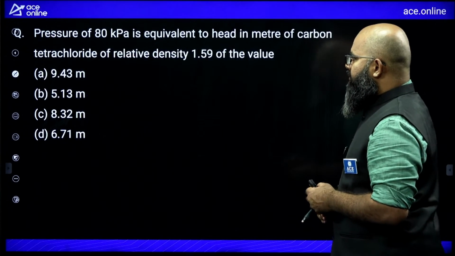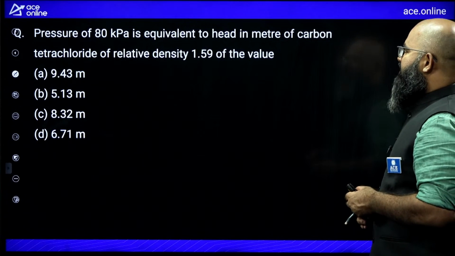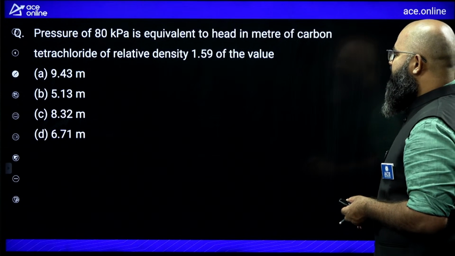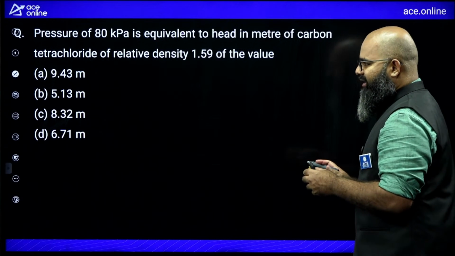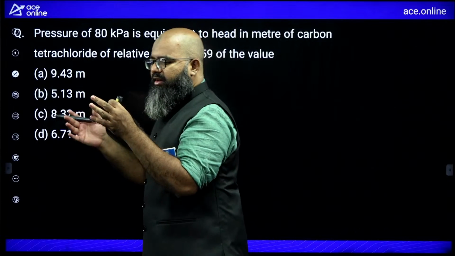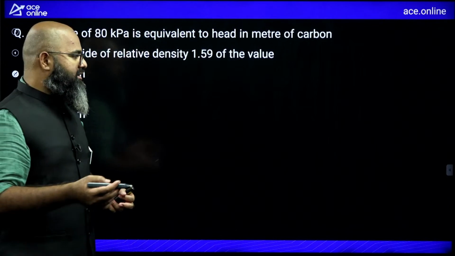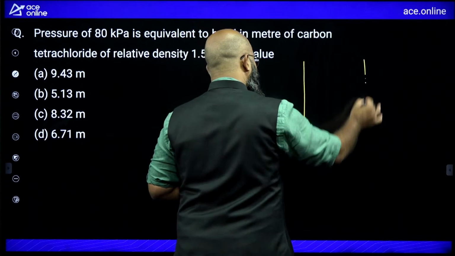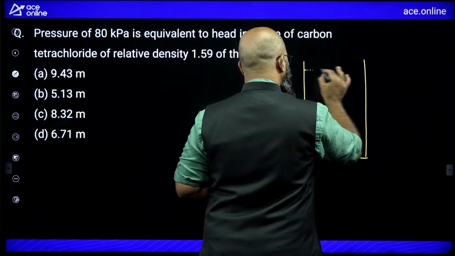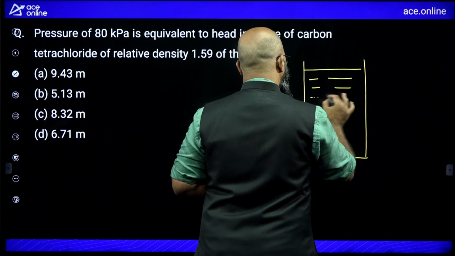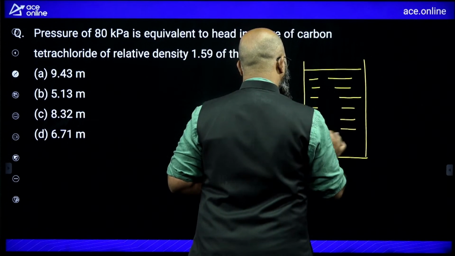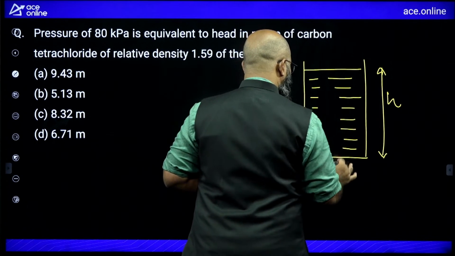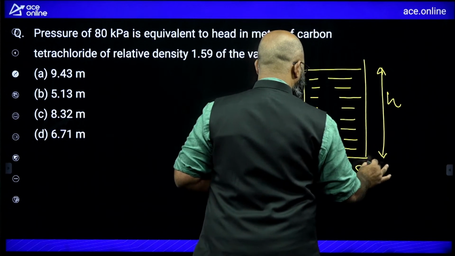Moving further. Pressure of 80 kilopascal is equivalent to head in meter of carbon tetrachloride of relative density 1.59 of value how much? See, the language of the question might not be very clear to you, but this is how the question was asked. So let me tell you what exactly this question is saying. This question is saying that if you are having a container in which you are putting in carbon tetrachloride, what height of carbon tetrachloride is required so as to create a pressure of 80 kilopascal over here.